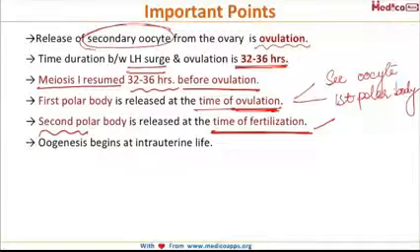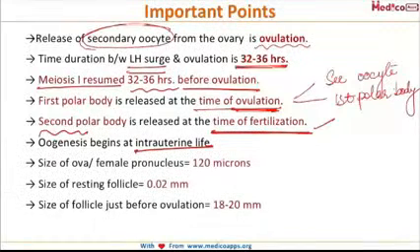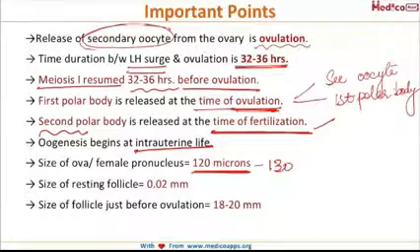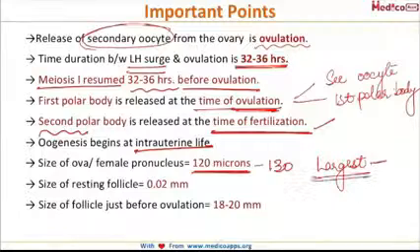Now, as we have already told, oogenesis, when does it begin? It begins in the intrauterine life, and this is in contrast to spermatogenesis, which begins only at the time of puberty. Now we'll talk about a few measurements. Number 1, the size of the ova or the female pronucleus. It is 120 to 130 microns, and mind you, this is the largest cell in our body.